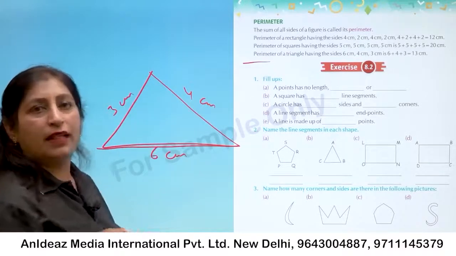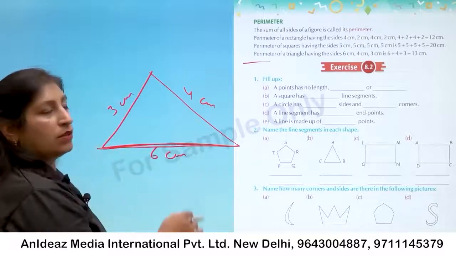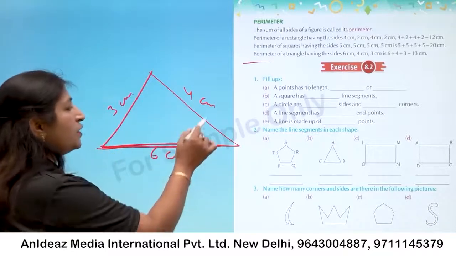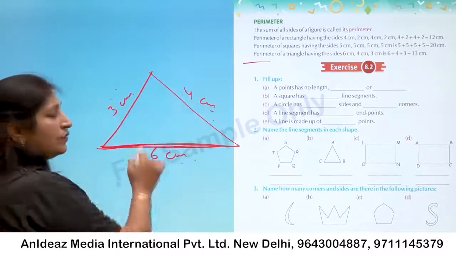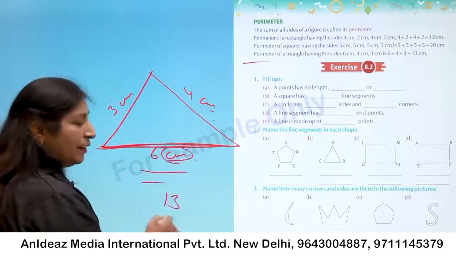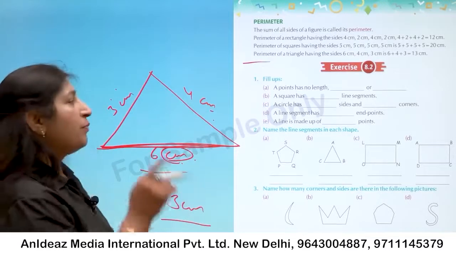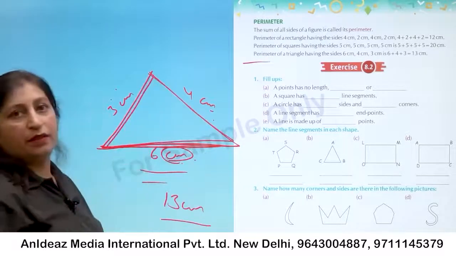So, perimeter means we have to add the lengths of these 3 sides. Here its perimeter would be 6 plus 4 plus 3. 6 plus 4 gives us 10 and 10 plus 3 gives us 13. So, its perimeter is 13. If it is written in centimeter, the unit would be the same, 13 centimeter. Perimeter means we are just talking about the boundary of the shape.